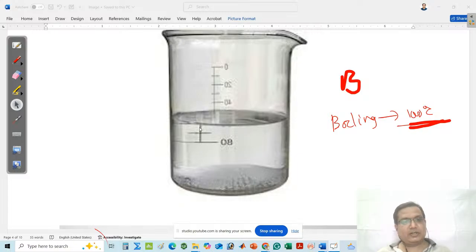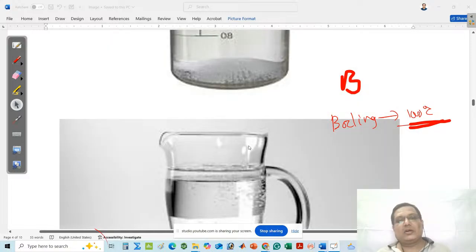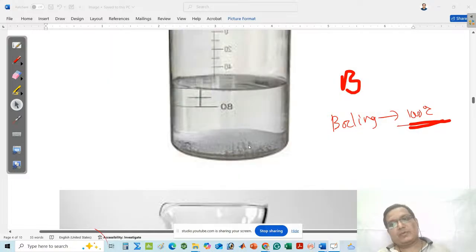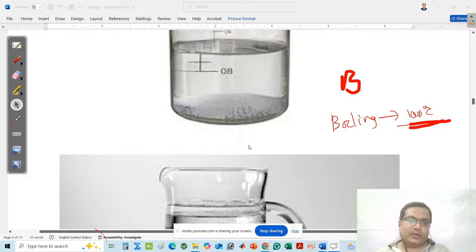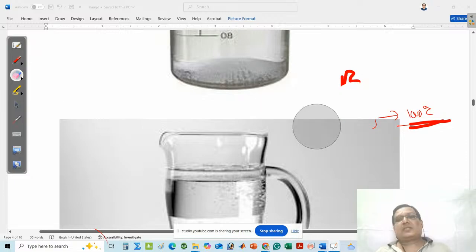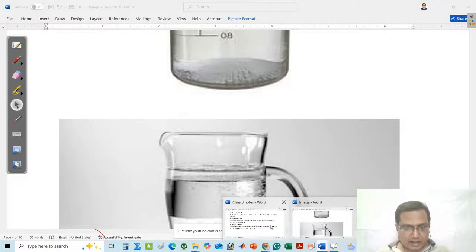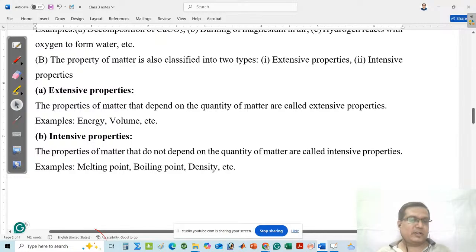Similarly, you can think about the freezing point of water, 0 degree. This water has 0 degree, this water also has 0 degree. That means the water present in the mug or in the beaker both have the same freezing point, that is 0 degree centigrade. From this discussion, we conclude that some properties depend upon the quantity of matter, and some properties do not depend upon the quantity of matter. What amount of substance is taken does not matter. The property value remains constant.